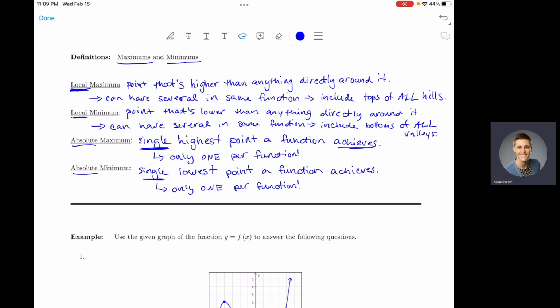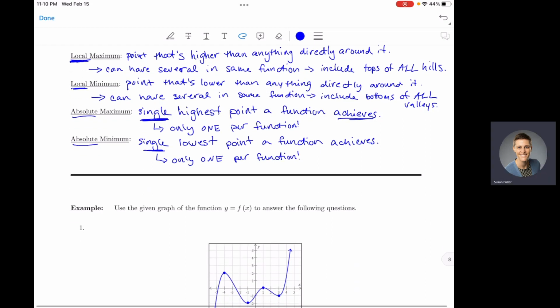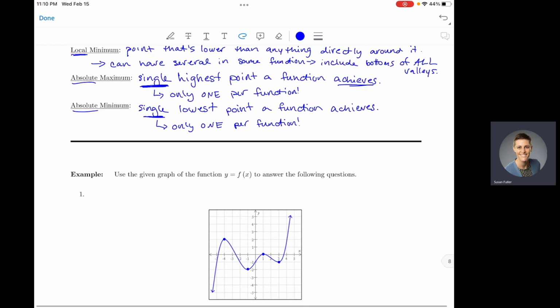So that's kind of the biggest difference between a local max and an absolute max: with locals, you can have several of those. You want to include the tops of every hill, but in absolute, you only want the single highest. So that's kind of the difference between these. So let's try this out.